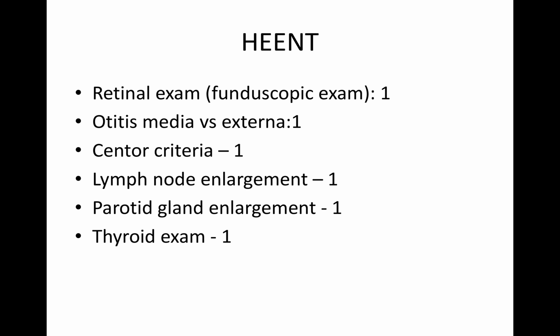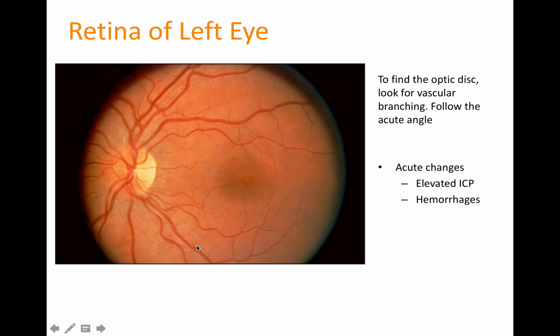Let's move on to HEENT, the stuff we're going to test on. These are the topics that you will be asked to review, and I'm going to go over them with you right now. Retinal exam, otitis media versus external, central criteria, lymph nodes, parotids, and thyroid. First, just a retinal exam.